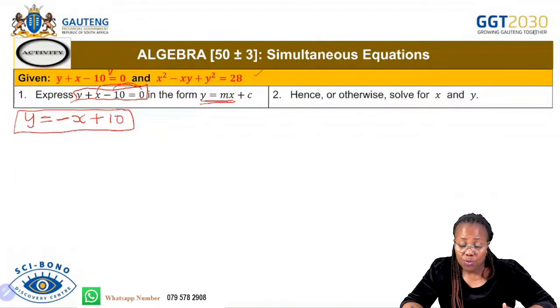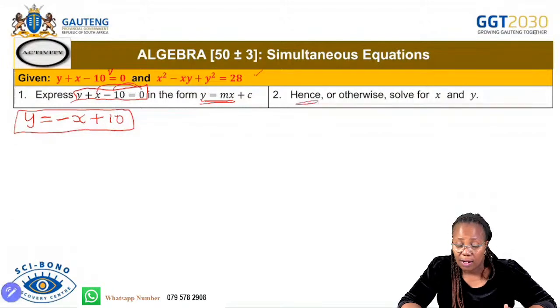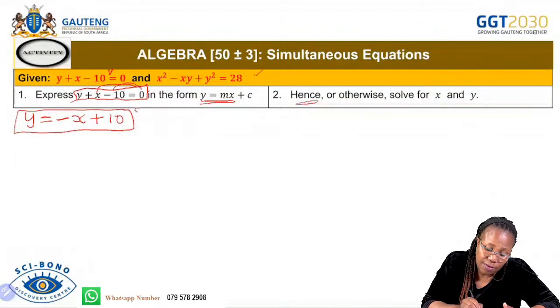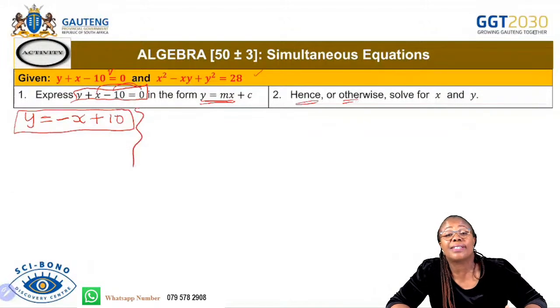And then number 2, now they say hence. So using the previous answer or otherwise solve for x and y. All right. So if they say otherwise, that means there is an alternative method that you can use except using the hence, using the previous answer.